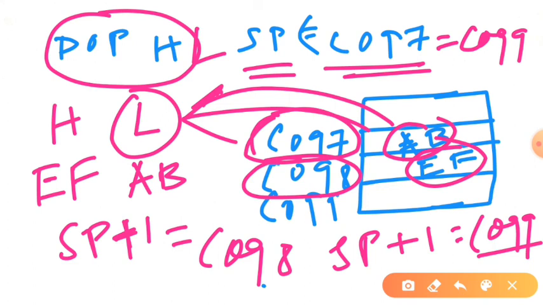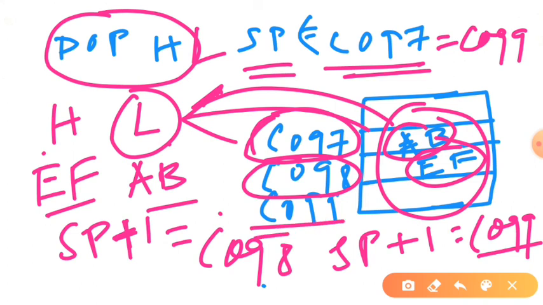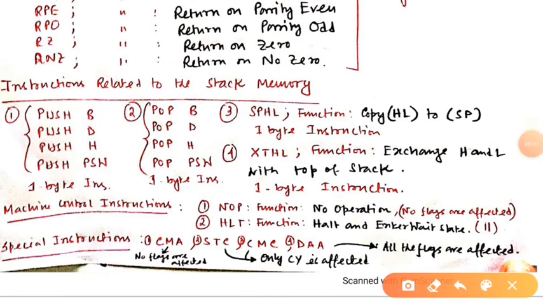So after execution of this pop H instruction, the content of stack pointer will be C099. The content of H and L registers will be EF and AB respectively, and the content of stack memories will be unchanged. However, we must remember that right now the top of the stack is C099, that is this particular memory location. The next instructions are SPHL instruction and XTHL instruction.